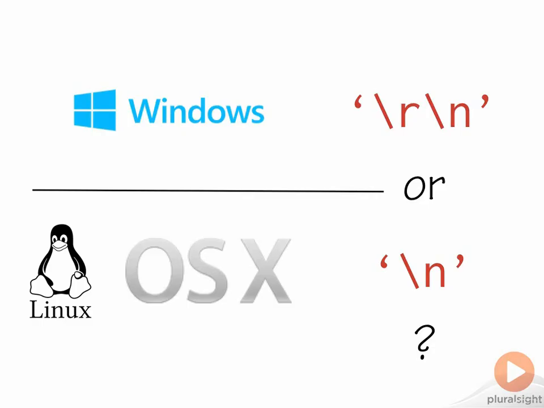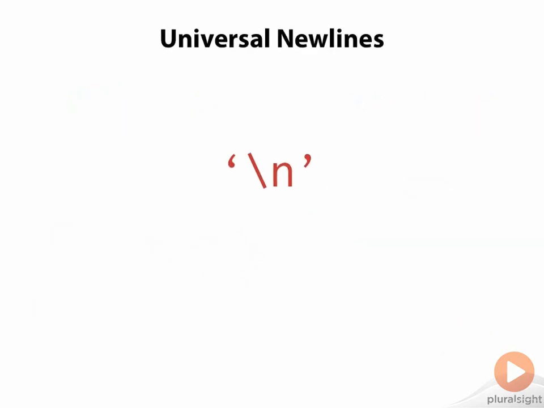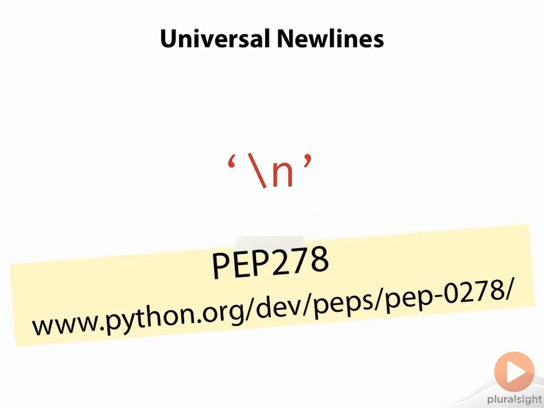If you're working on Windows, you might be thinking that new lines should be represented by the carriage return newline couplet \r\n. There's no need to do that with Python, since Python 3 has a feature called Universal Newline Support, which translates from the simple \n to the native newline sequence for your platform on input and output. You can read more about Universal Newline Support in PEP 278.